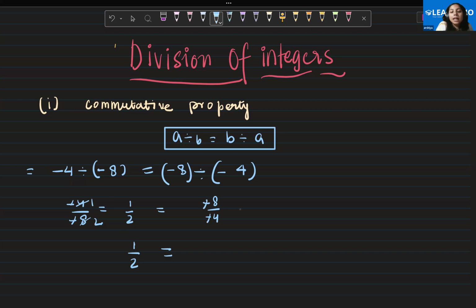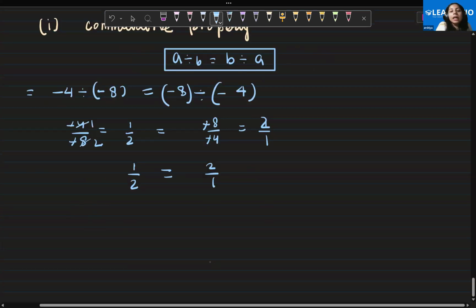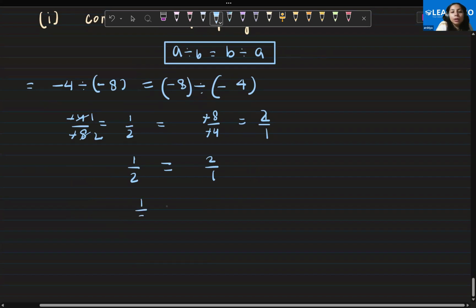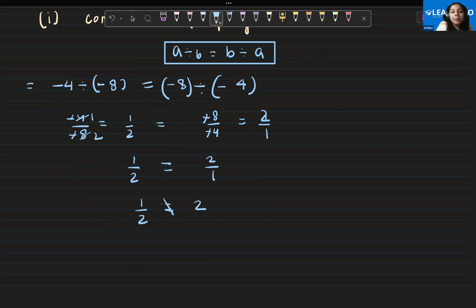Again, negative signs get cancelled. 4 ones are 4 and 4 twos are 8. So here the answer is 2 by 1. So the answers are not coming the same. So 1 by 2 is equal to 2? Is that correct? It's not equal, right? Because it's half here and it's 2 here. So that means this property is not valid for division.